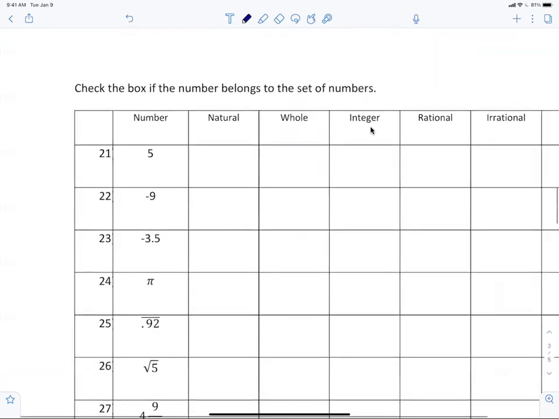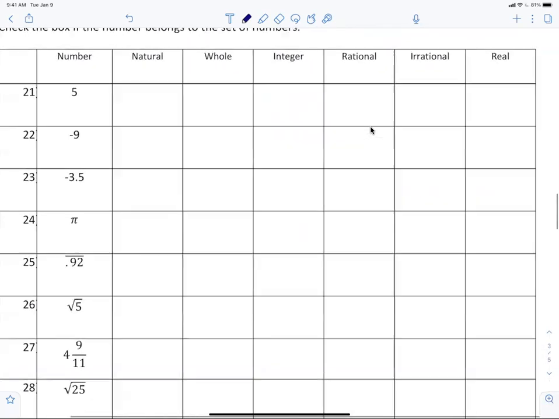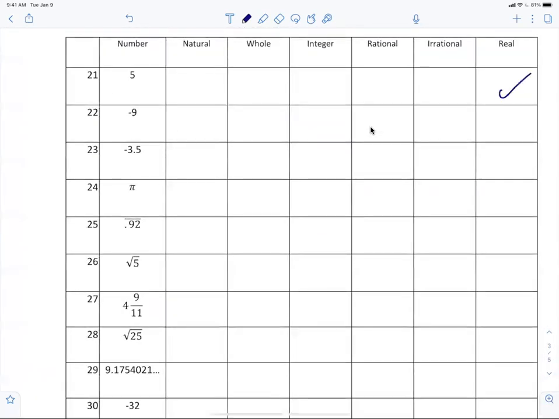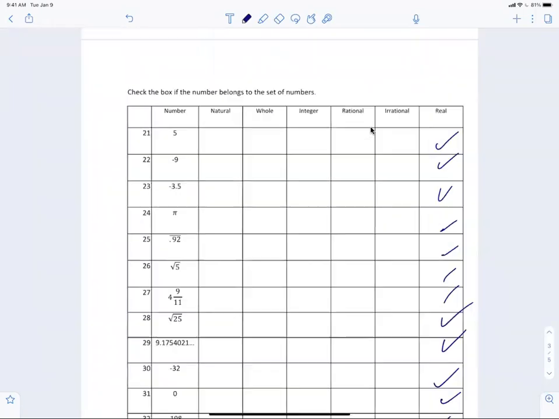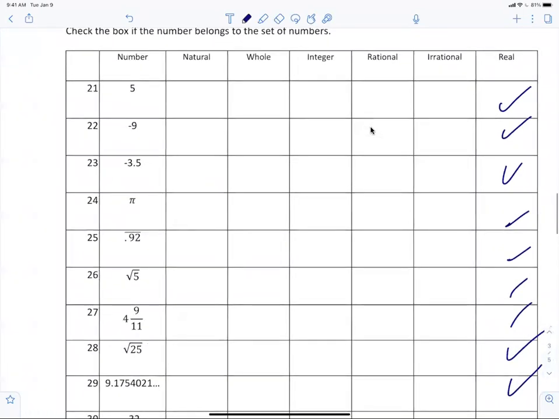Here we go. Now I'm at Tanner, 5. Tell me about 5. Well, first of all, everybody just mark off real if you want. Now, Tanner, what is 5? It's a natural number. Yep, it's a whole number, it's an integer, and it's a rational number. You're amazing. Perfect.